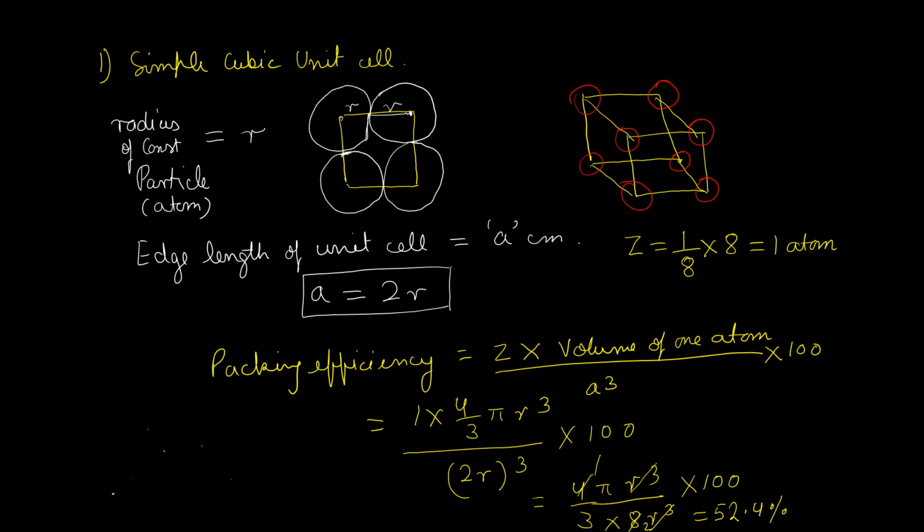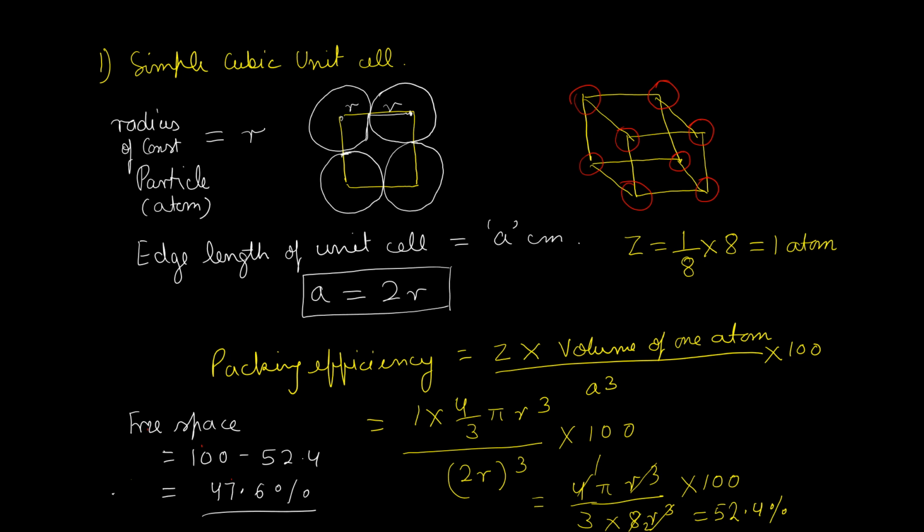So this is the percentage space occupied in case of simple cubic unit cell. Now if this much space is occupied, it means the free space, the vacant space, is equal to 100 minus 52.4. So it comes out to be 47.6%. Means in simple cubic unit cell, approximately 52% is occupied and 47% is almost free space.